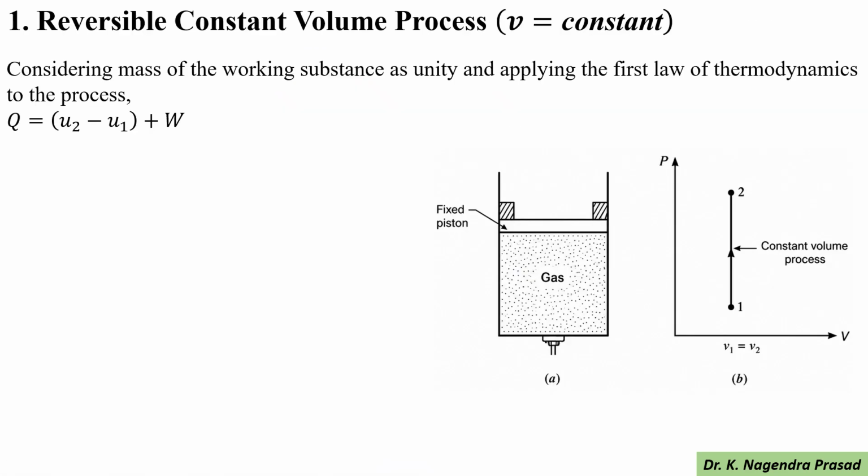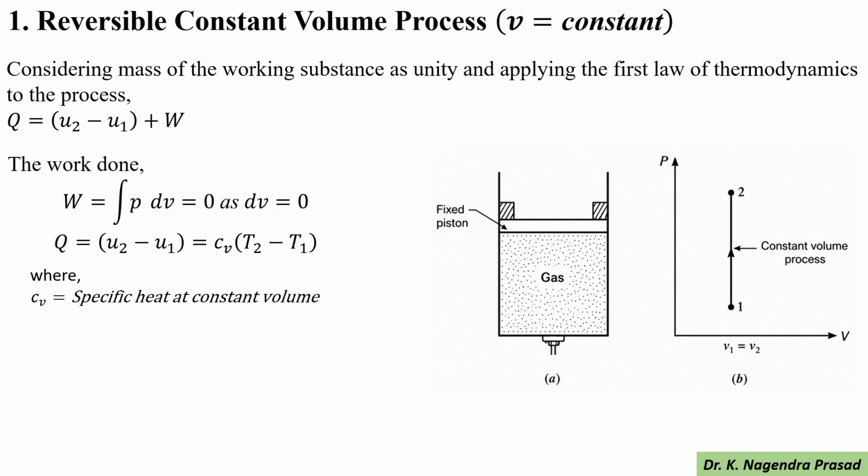Considering the mass of the working substance as unity and applying the first law of thermodynamics to a constant volume process, we know that the first law of thermodynamics is Q equal to U2 minus U1 plus W. And we know that the work done is W equal to the integration of PdV, and in a constant volume process this work done is equal to 0, because dV is equal to 0.